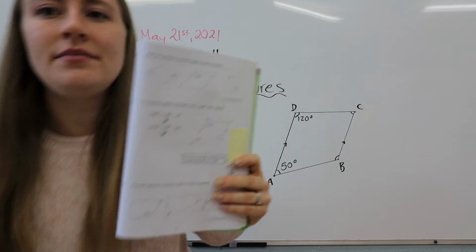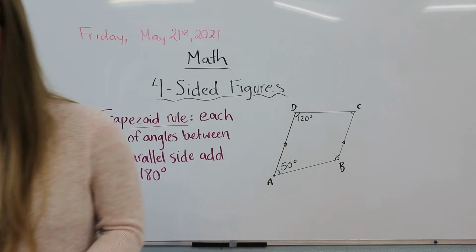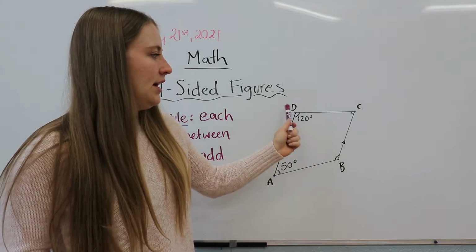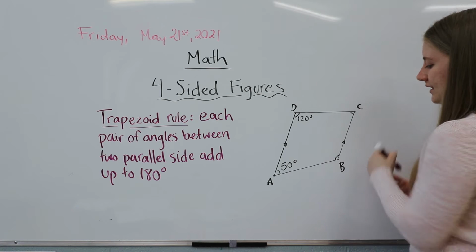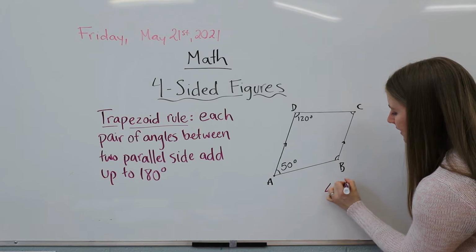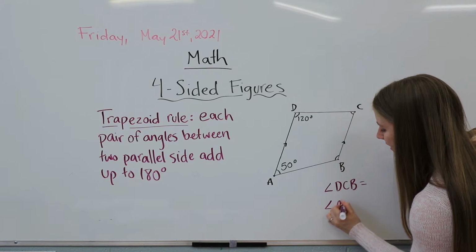So I've drawn it here on the board for you, and we're going to apply our rule to it to determine the missing angles. So we have DCB that's missing, and we have ABC that's missing. So we are trying to find angle DCB and angle ABC.